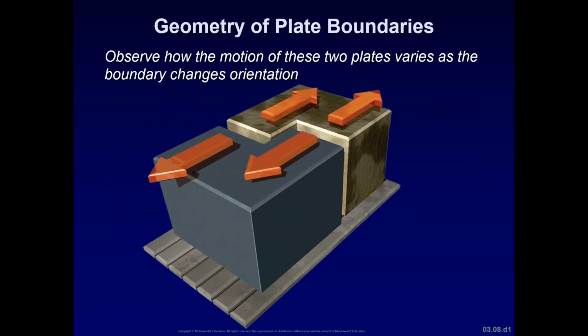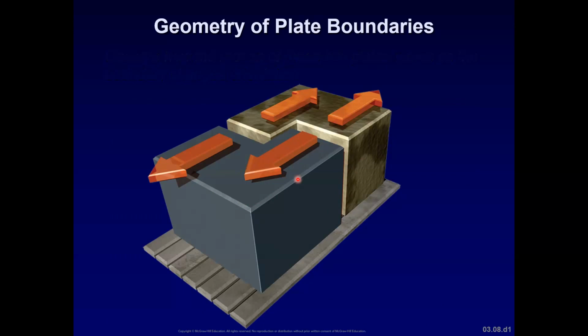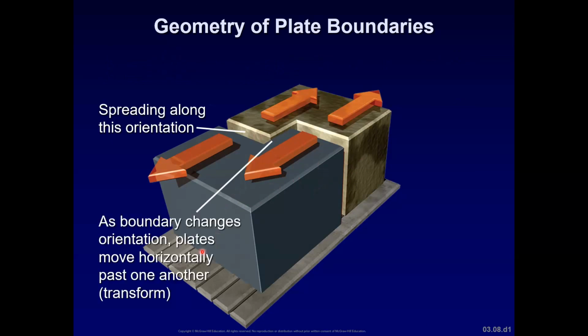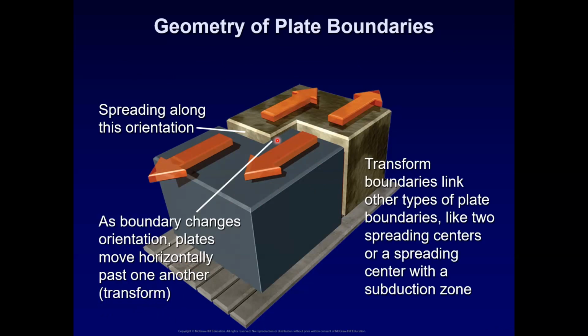Look at the geometry of plate boundaries. So these are two plates in a block diagram. The motion of these two plates varies as they continue to move apart. You have spreading along this orientation, but as the boundary changes orientation, plates move horizontally past one another, and that's your transform boundary. Again, transform boundaries link other types of plate boundaries, such as two spreading centers or a spreading center with a subduction zone.